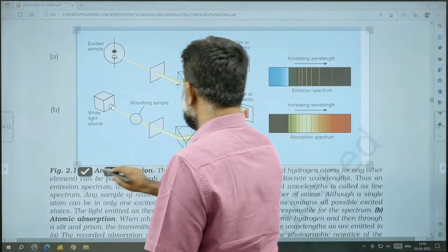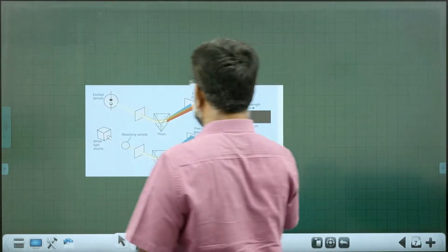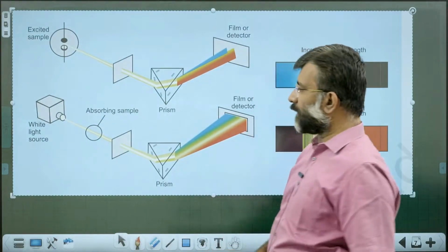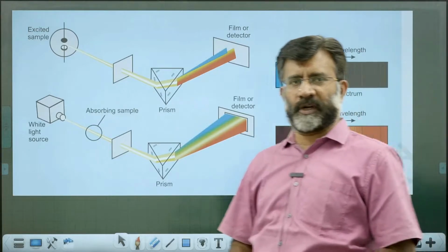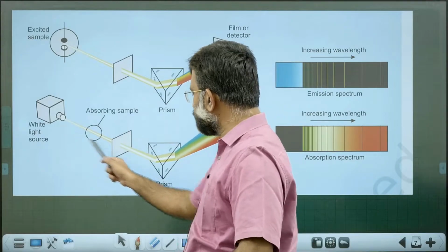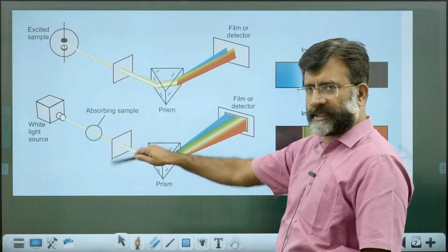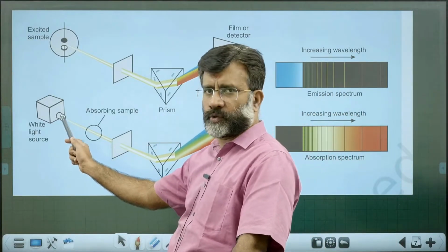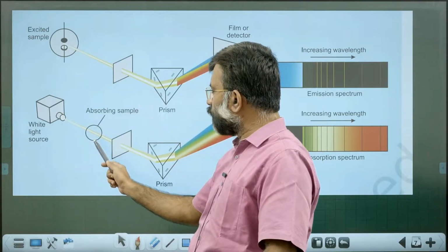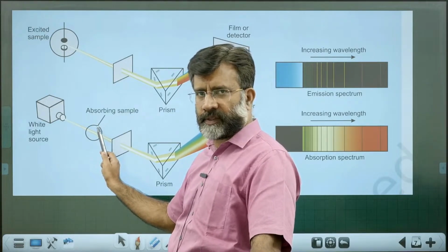Hope you remember this diagram. This is the atomic spectra explanation, absorption and emission spectra. We will discuss this one first and then that. This is absorption spectra, the second diagram. I am taking a white light source. You know, white light contains 7 colors, VIBGYOR. That white light source is passing through a gaseous sample, say for example hydrogen or any gas.